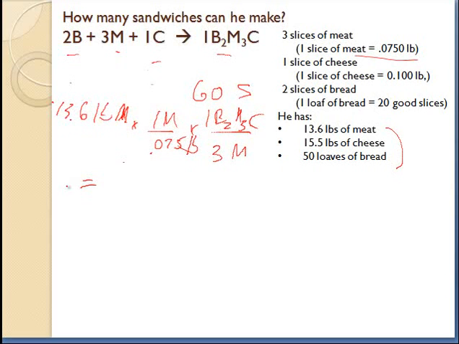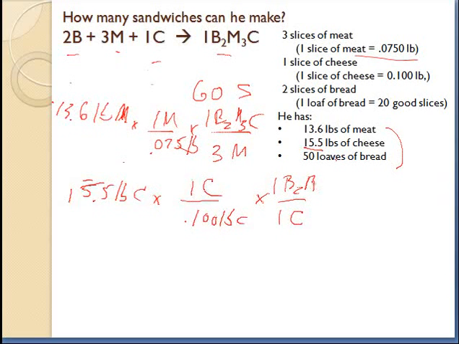Now let's take 15.5 pounds of cheese. What I know is 0.10 pounds of cheese is 1 slice of cheese, and then I need 1 slice of cheese for 1 bread, meat, and cheese sandwich. And so that's going to give me 155 sandwiches, right?